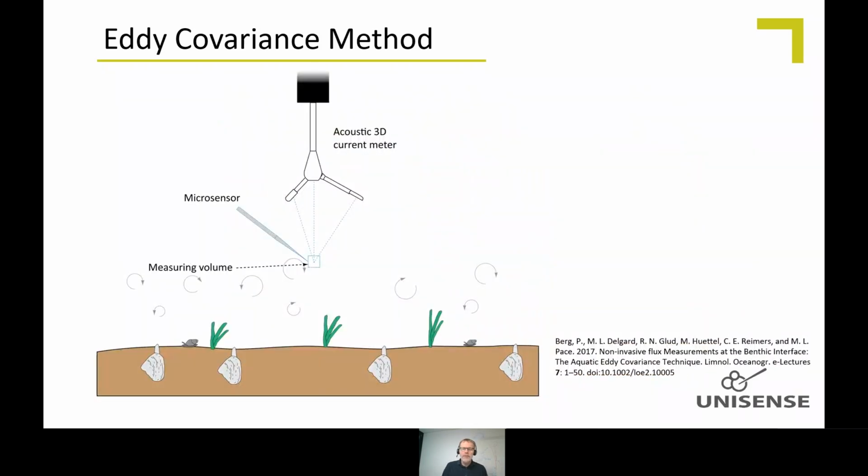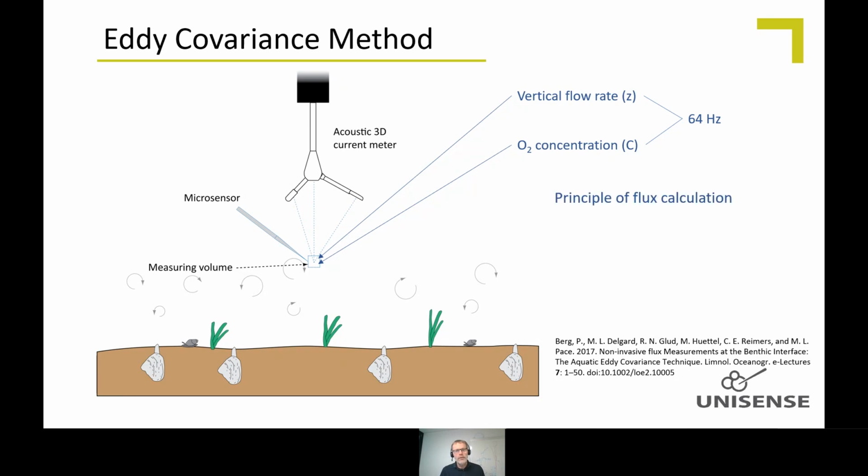I'll shortly describe the principle here, and I'm not, what do you call it, an oceanographer. I don't have the tools to do all these calculations, but I'll show you the principle of these, and you can get to the papers if you want to know the details behind it. So this acoustic current meter will measure the flow direction and speed here in this volume. The microsensor will measure the oxygen concentration right next to the volume. This must be done very fast. We operate at 64 Hertz, so 64 times per second we do this measurement.